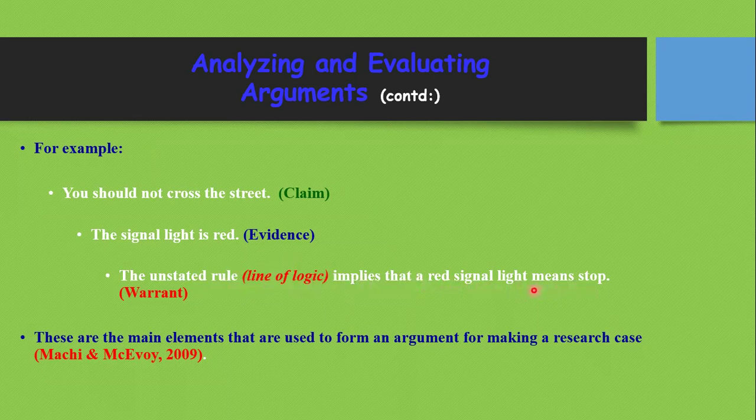The unstated rule, the line of logic, implies that a red signal light means stop. So we already know that when we are going to cross a road, or driving a car, and we see a red signal, it means that we need to stop there. So someone says to me that I should not cross the street. It means that the right must be led. So these are the main elements that are used to form an argument for making a research case.